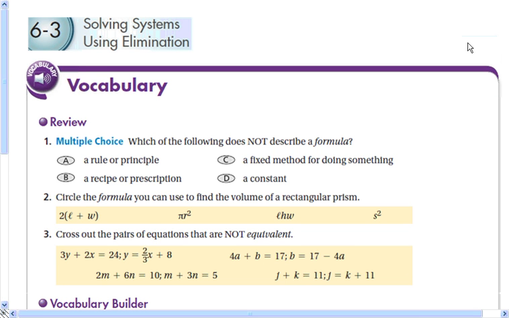All right, this is lesson 6.3, solving systems using elimination. You will learn to solve systems by adding or subtracting to eliminate a variable. All right, do the review quick here. Check back for your answers.